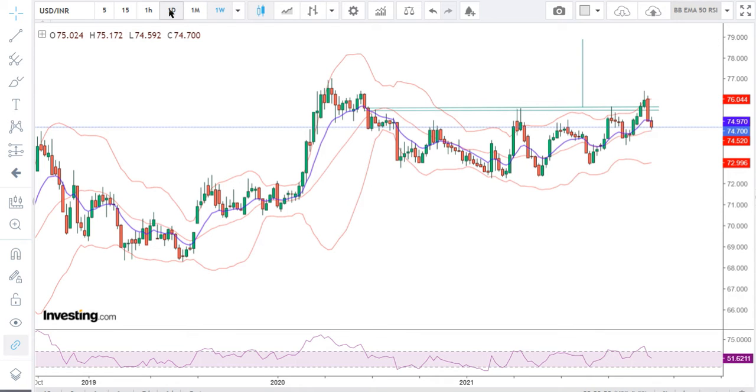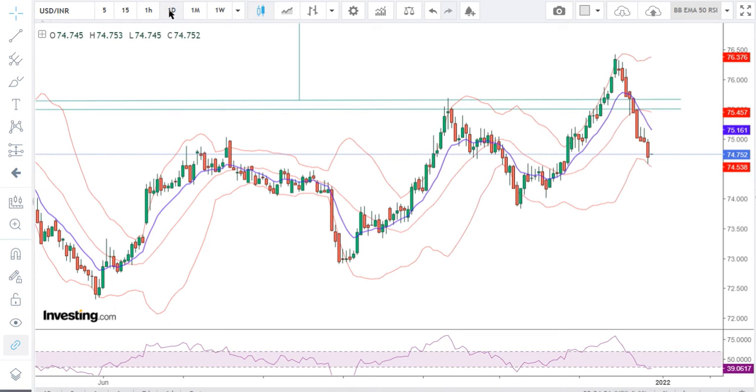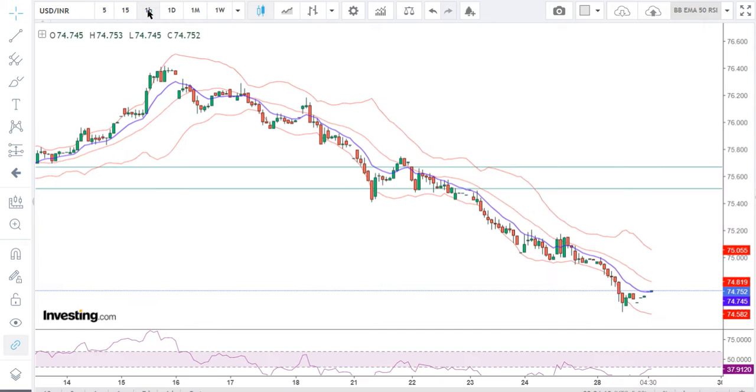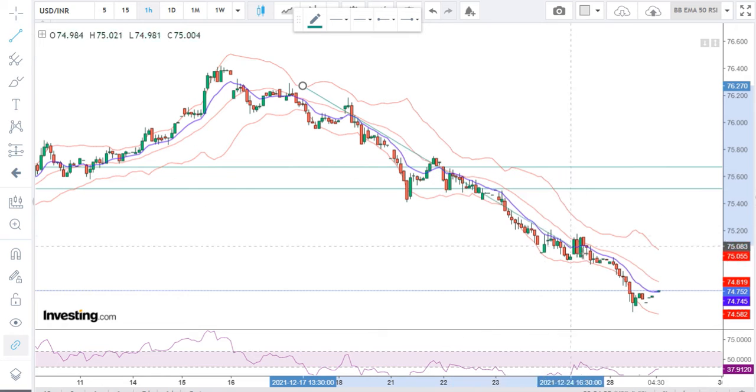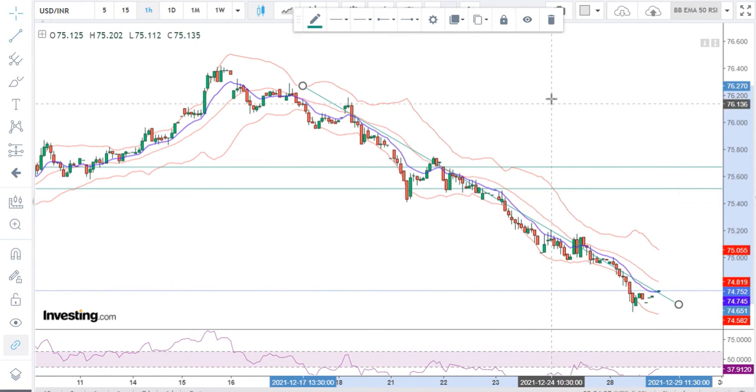And if we see the daily chart, what we can see is that it touched the lower part of the Bollinger Band. Thereafter, it is at 74.75. As of now, nothing great we can see on our daily part. Then we'll come back to the hourly part. What we can see is a continuous downward movement making a lower high, lower low type.